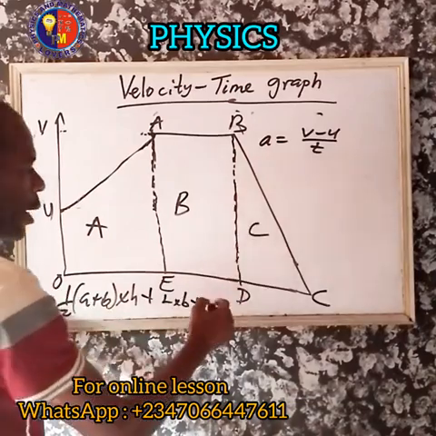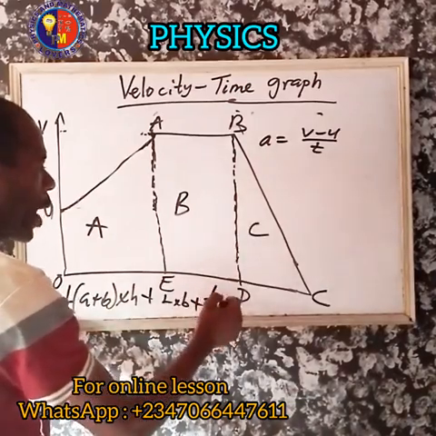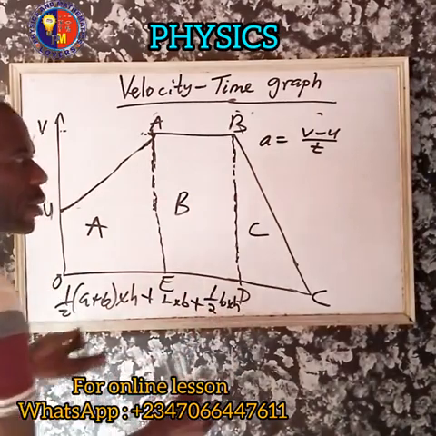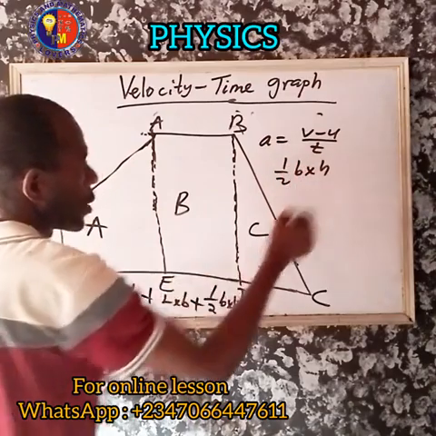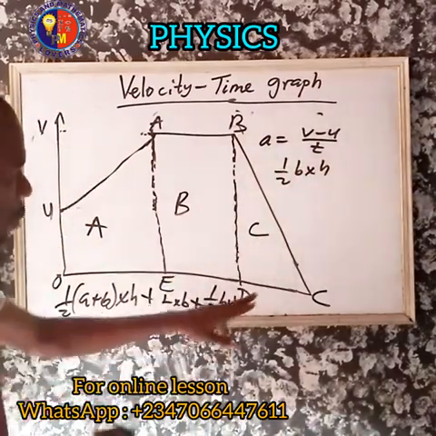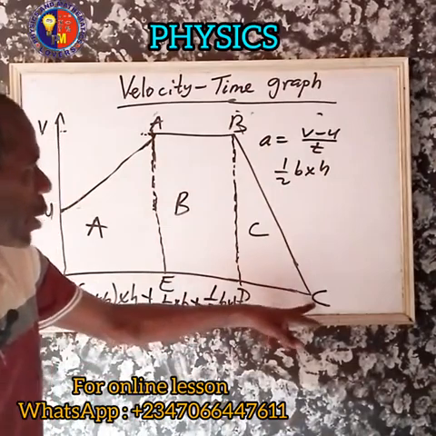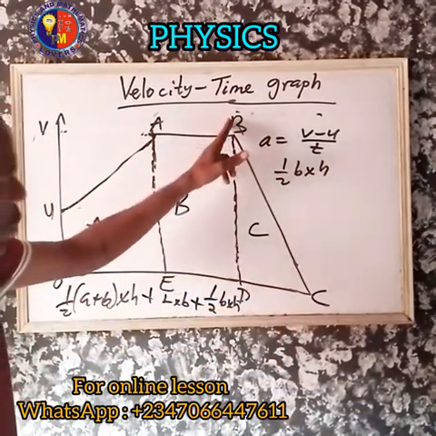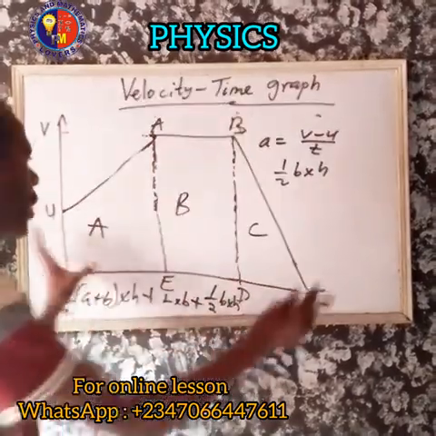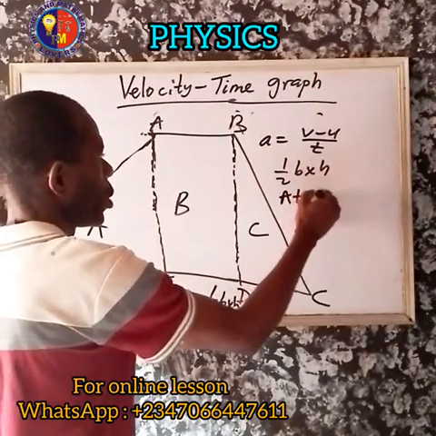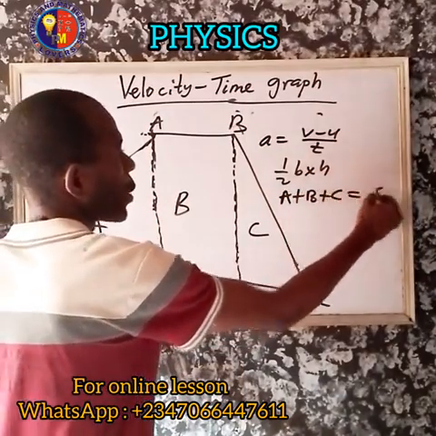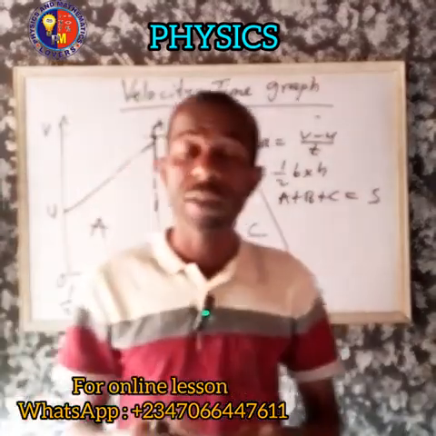Also, we know that the area of a triangle is half base times height. Where is the base? Look, the base is DC. And where is the height? Look at the height here, BD. So when you combine the whole of this, that means the distance in A plus B plus C is our S. That is the total distance.